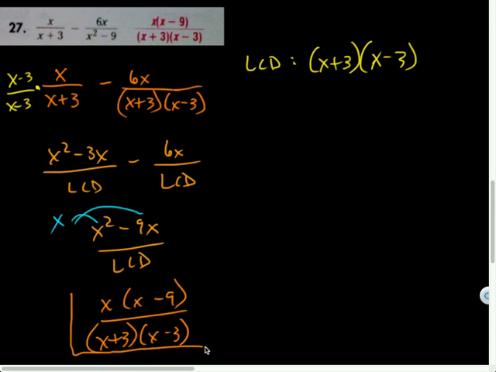Box it. Nothing cancels out. That is quite all right. So, not too bad. No? If we had that problem, but we left it with x squared minus 9x, you'd have to factor it to make sure that it can't simplify any further. So that's why we take it all the way.